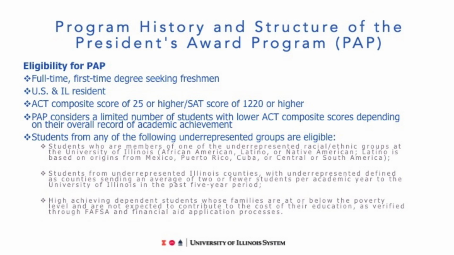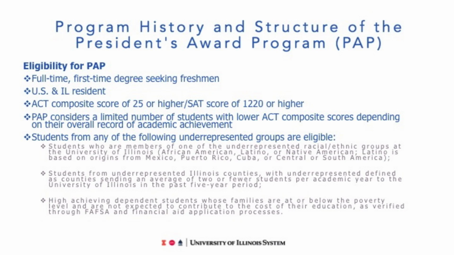In terms of eligibility for PAP, students must be a full-time, first-time degree-seeking freshman that graduated from an Illinois high school. They must receive an ACT score of 25 or higher, or an SAT score of 1220 or higher. However, PAP has been considerate in providing awards to a limited number of students who didn't score well on the ACT and instead based their decision on that student's overall academic record in high school.